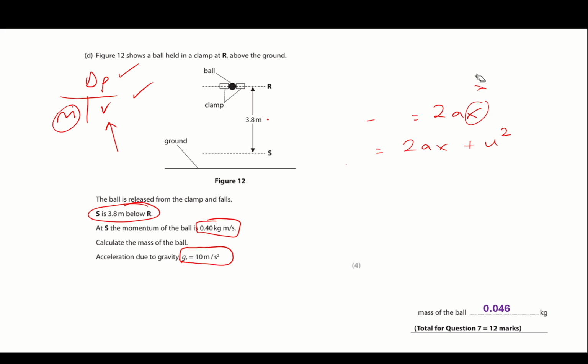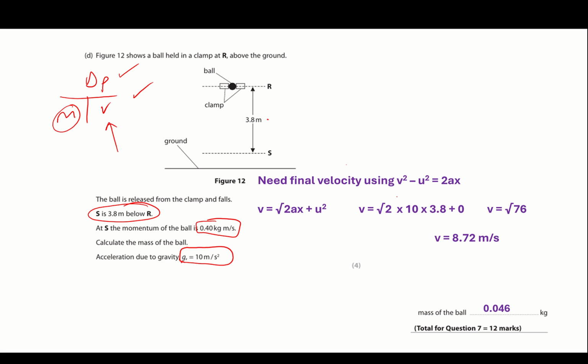So here it is now modelled neatly. It's a beautiful question and a tricky one, and we're after a value of 0.046. We need the final velocity using v squared minus u squared equals 2ax. Rearrange: v equals the square root of 2ax plus u squared. It tells us that at this position u is 0, so it's 2 times the acceleration due to gravity, 10, times the distance x, 3.8, plus 0. That's going to give us the square root of 76. We've now got the velocity is 8.72.